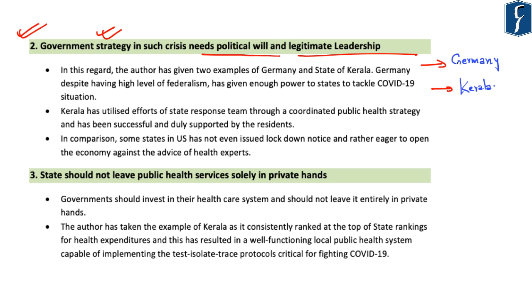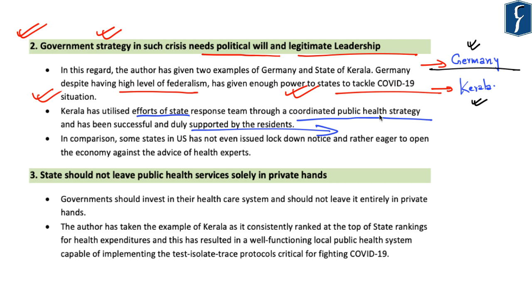Now here the author has provided two examples, one of Germany and the next of Kerala. The author has said that Germany, despite having a high level of federalism, had given enough power to states to tackle the COVID-19 crisis, whereas Kerala has utilized its earlier efforts and investments in public healthcare infrastructure through a coordinated public health strategy, and this has been successful for the state of Kerala and has also been duly supported by its residents. Now, in comparison to Germany and Kerala, some of the states in the United States have not even issued lockdown notice and rather are eager to open economic activities despite advice of their health experts.